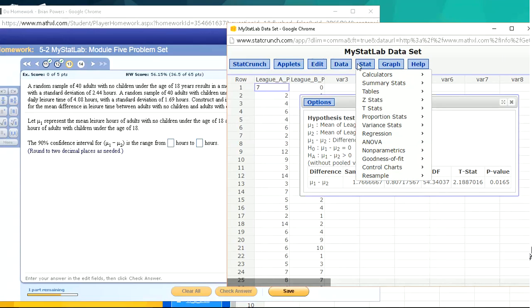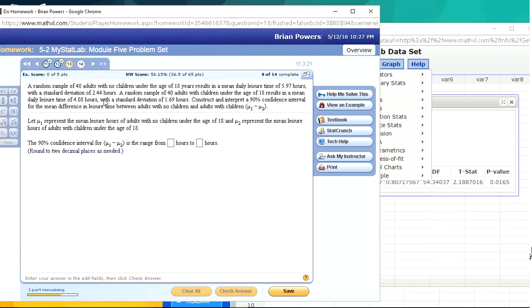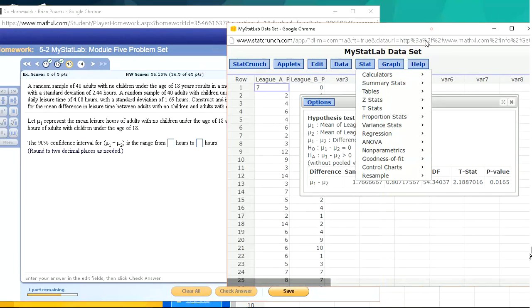It's under stat. Let's just talk about what type of interval it is. So we have 40 adults with no children under the age of 18 years. We have a mean and a standard deviation. We don't have population standard deviations, just sample standard deviations. I'm going to go with a T statistic, not a Z statistic, for a 2-sample T statistic with the summary data.